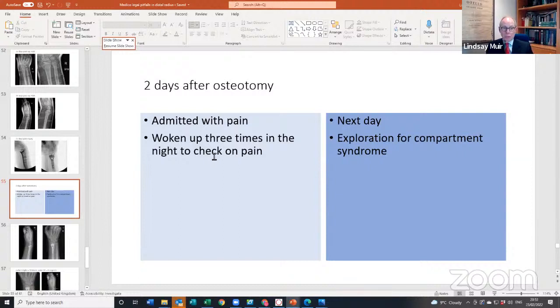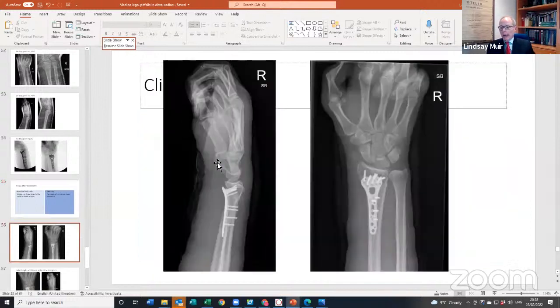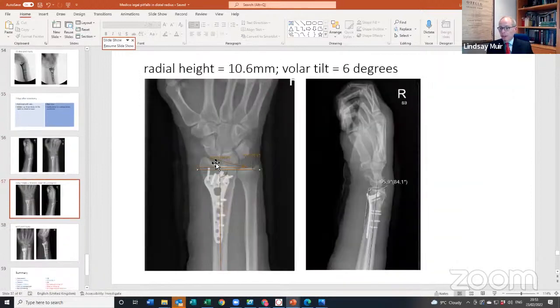So the next day, what do we do? We explore him for compartment syndrome because he's been admitted with pain. I know it's always better to explore a normal compartment than to miss a compartment syndrome. And then he actually makes a very good recovery and he's back at work very quickly thereafter. And these are the final films.